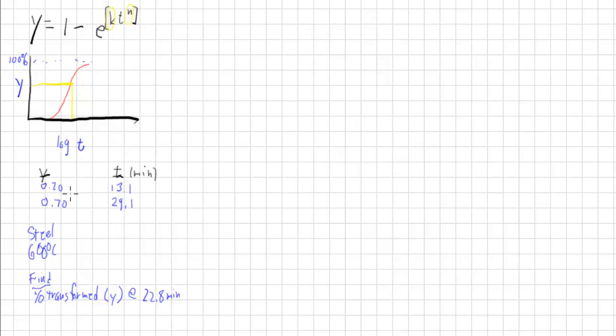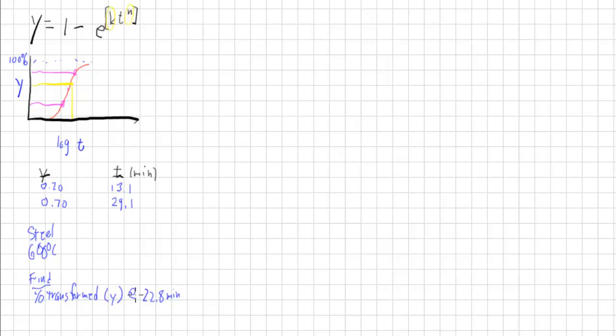So we have 20% done at 13.1 minutes and 70% done at 29.1 minutes. So those are maybe about here. There's our 20%, and here's maybe our 70%. 22.8 is somewhere in the middle here. So, maybe closer to 50%, probably something like that. So, that's where we're shooting for. So we at least have an idea of what we're trying to get with this value.